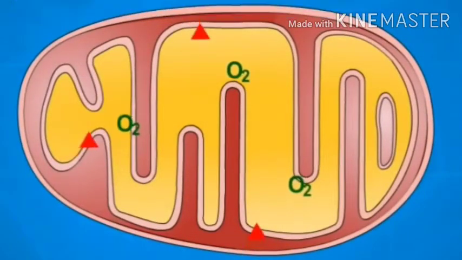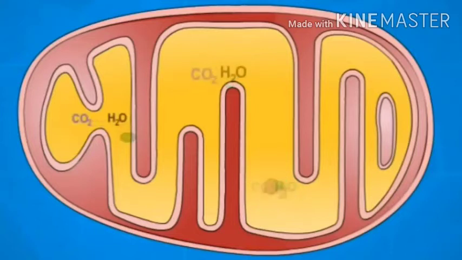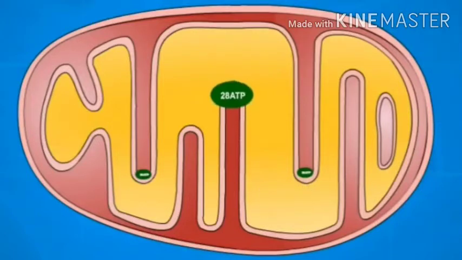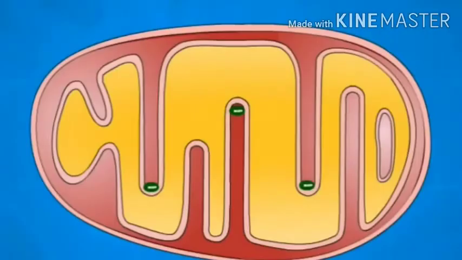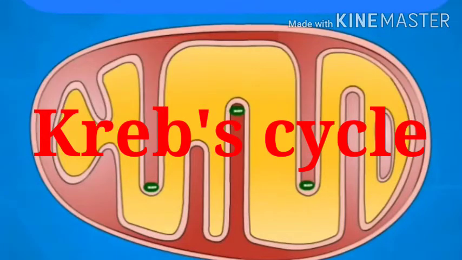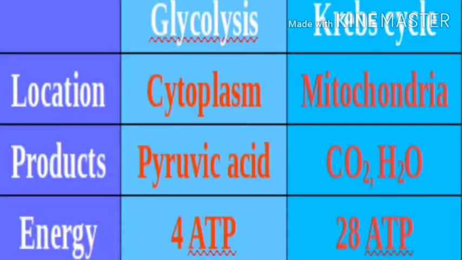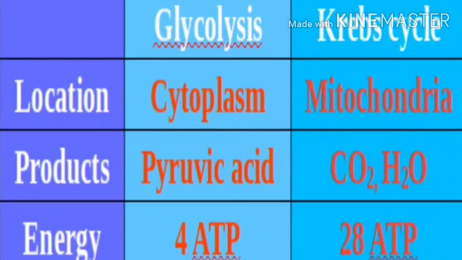Mitochondria is known as the powerhouse of the cell. Pyruvic acid enters into the matrix of mitochondria where it splits into carbon dioxide and water. As a result, 28 ATP molecules are formed. This process is known as the Krebs cycle. This cycle was described by Hans Adolf Krebs. Total energy released during cellular respiration is 30 ATP molecules. This is because out of 4 ATP molecules formed during glycolysis, 2 ATP molecules are utilized for cellular respiration itself.